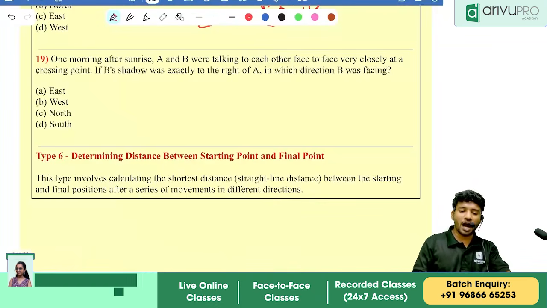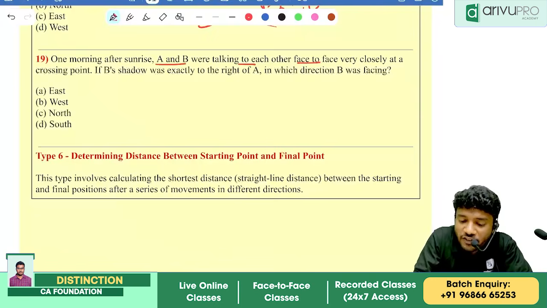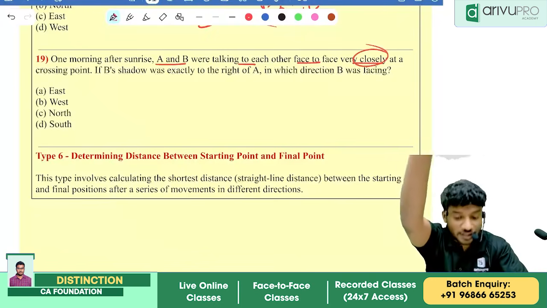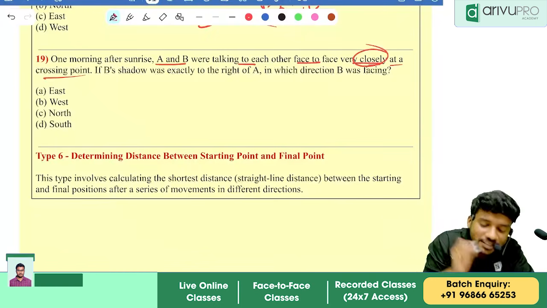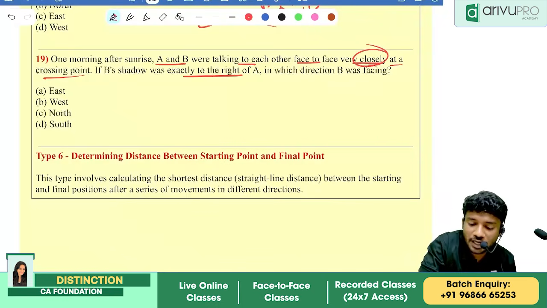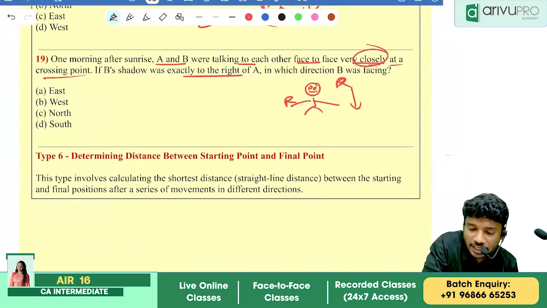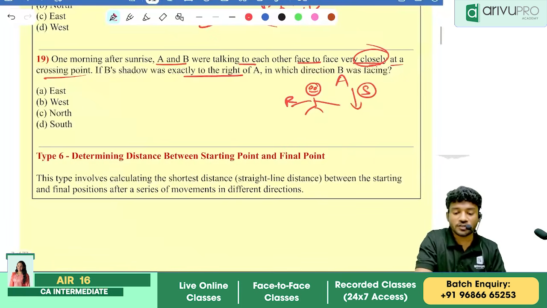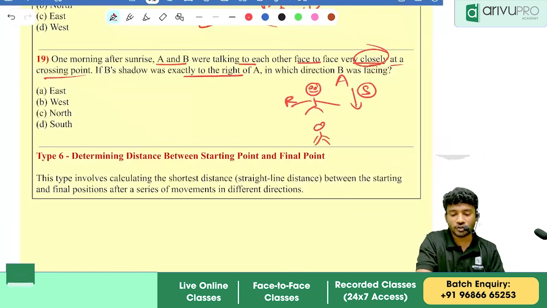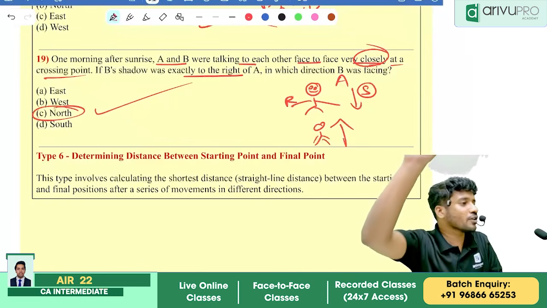One morning after sunrise, A and B are talking to each other face to face, very closely, at the crossing point. Then B's shadow is exactly to the right of A. Right of A means what? A will be looking towards which direction? A will be looking towards south. Then B will be looking towards which direction? B should always look towards the opposite direction. That is north.